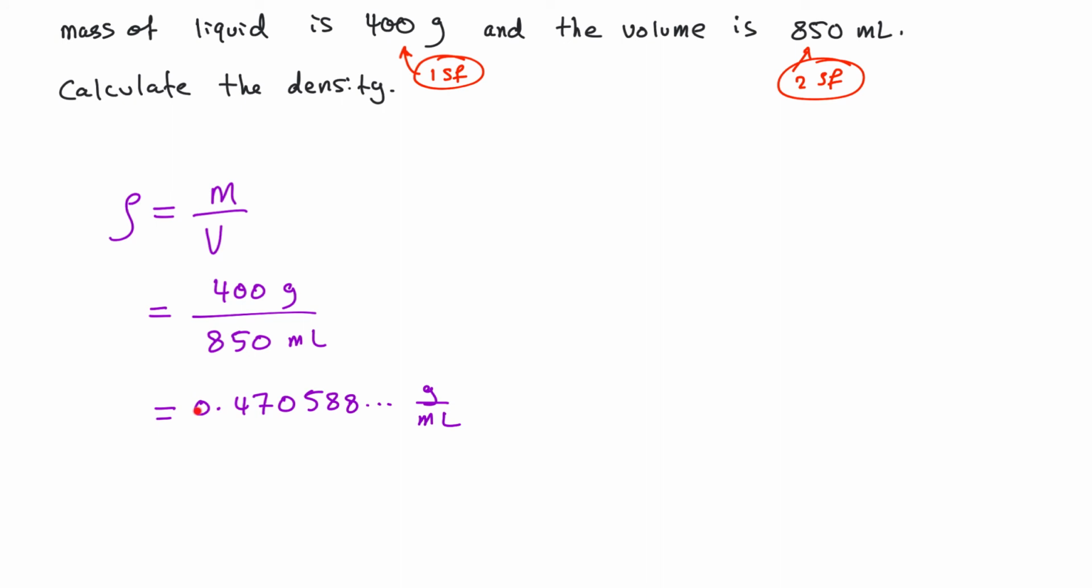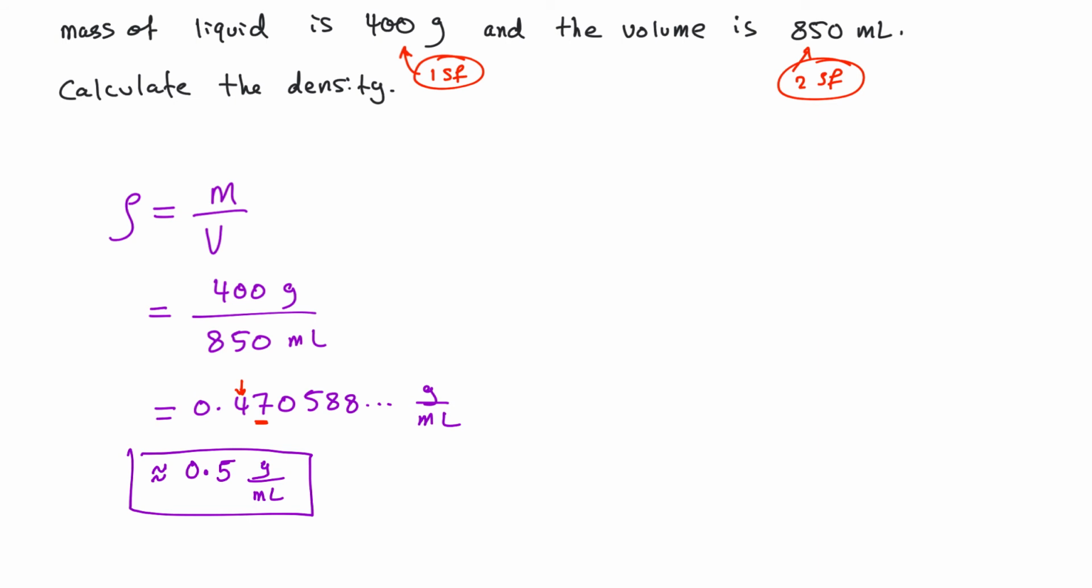I look for my first non-zero value from the left, and that's 4. That's my most significant digit. My next value is a 7, which is equal or larger than 5. And therefore, I will round my final answer as 0.5. And that's now one significant digit, gram per milliliter. This is my final answer, by the way, so I'll box it like this.